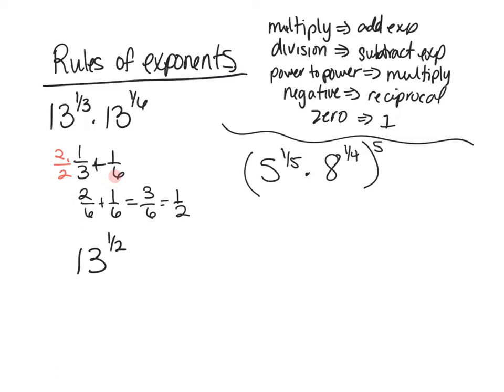Power to a power, right? So I'm going to multiply my exponents times 5. Here's my extra power. Power to a power. So I'm going to multiply my exponents. 1/5 times 5. Put a 1 over it. What do I get? 5 to the 1. And then 8 to the 1/4 times 5 over 1? 5 over 4. Yeah, that's it. That's my final answer. I can't combine my bases. So that's all I have.